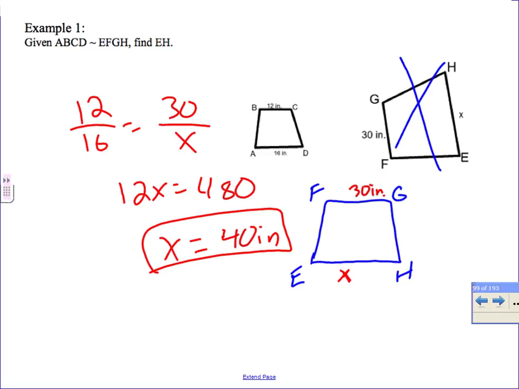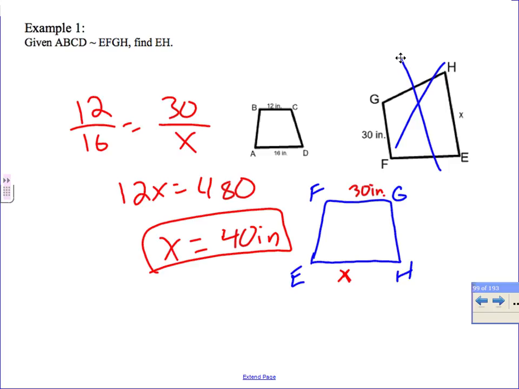Oh, definitely, yeah. Yes. Yeah, you can do a lot of proportions. Yep, you could also do 16 over 12 equals x over 30. You could also do 30 over 12 equals x over 16. There's a lot of options. Doug, question? Okay, well, let me go to it first, okay?